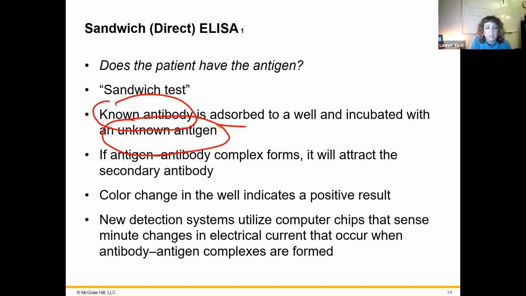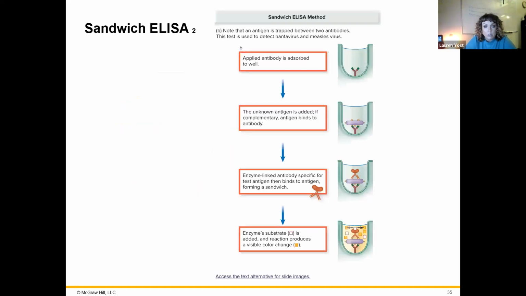Patient sample gets mixed into that. So if a complex forms, if it is positive, we'll rinse that, and that'll stay there. So it'll be known antibody and then antigen hanging out here. And now we'll add a secondary antibody. This time, this antibody will recognize that antigen again and have that enzyme that cleaves the substrate that leads to a color change. And that's nice. And so that would be positive again. So same result here. So this is just a stepwise look at that.